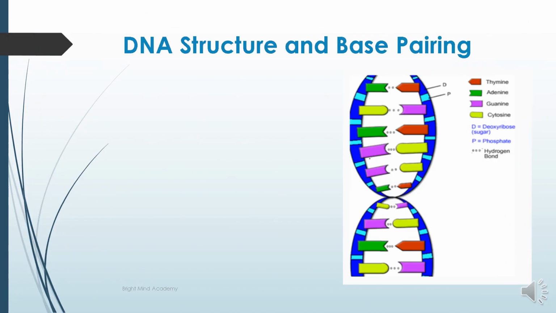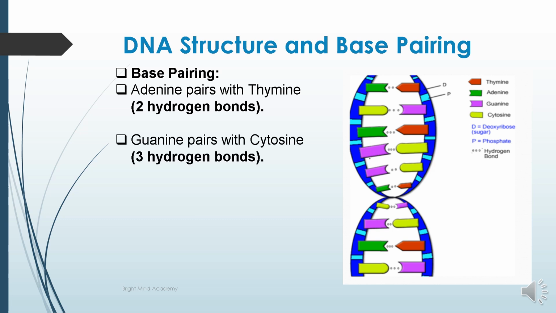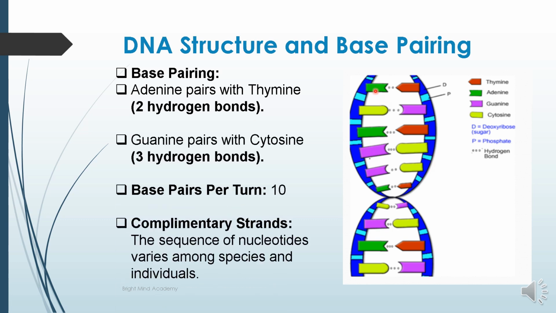Okay, so next we have DNA structure and base pairing. We have already discussed that adenine pairs with thymine and guanine pairs with cytosine. Here you can see this is adenine and this is thymine. Adenine bonds with thymine, and there are two hydrogen bonds between adenine and thymine. And this is cytosine and this is guanine. Guanine and cytosine have 3 hydrogen bonds between them. And these hydrogen bonds are very weak and they can be easily broken.